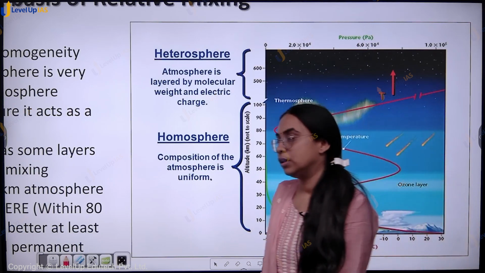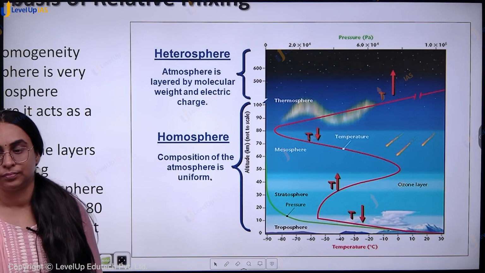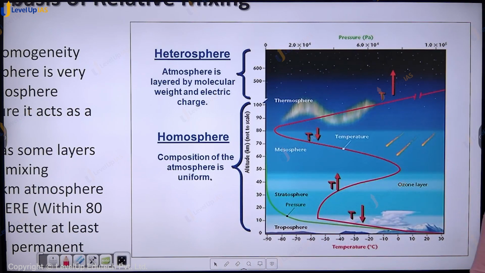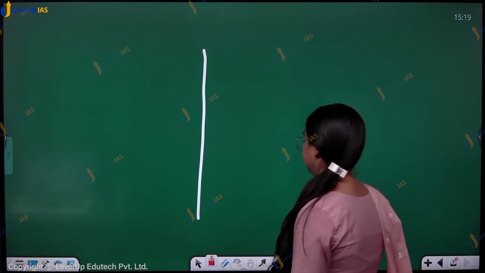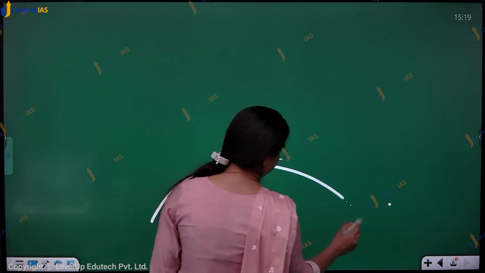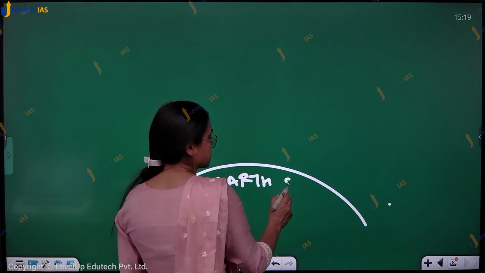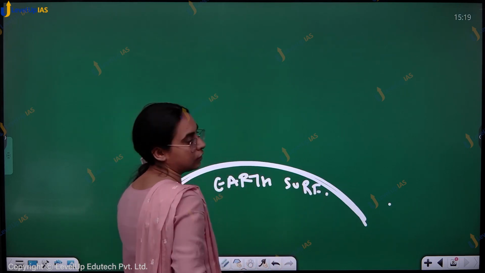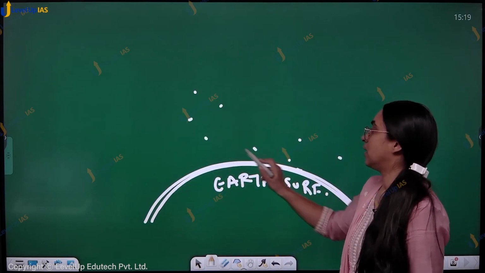कैसे heating होता है? तो लिख लो. The heating mechanism of the Earth and Earth's atmosphere. This is the Earth surface. Heating of the Earth and Earth atmosphere. This is the Earth surface. This is the atmosphere.